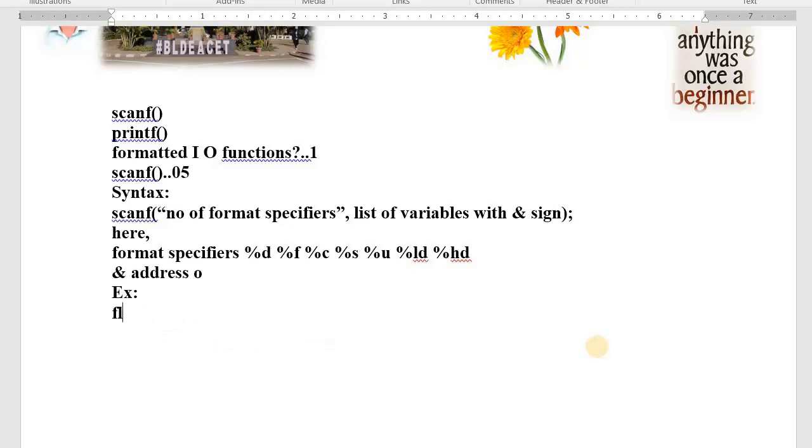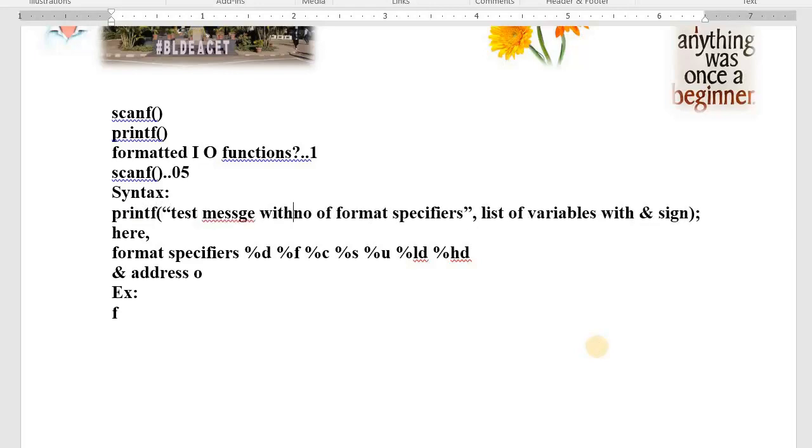Similarly, don't forget to explain about the printf. What is printf? It carries marks, and syntax of printf is very important. If you don't write it, you lose marks in examination. Printf, text message with format specifiers. Text message with format specifier, and list of variables.